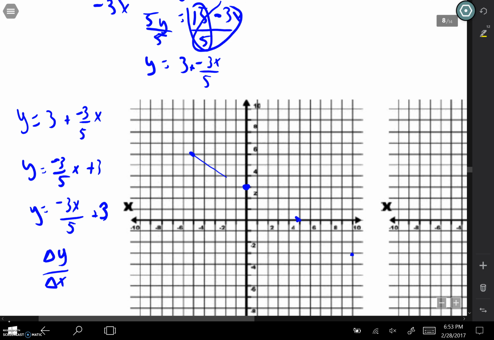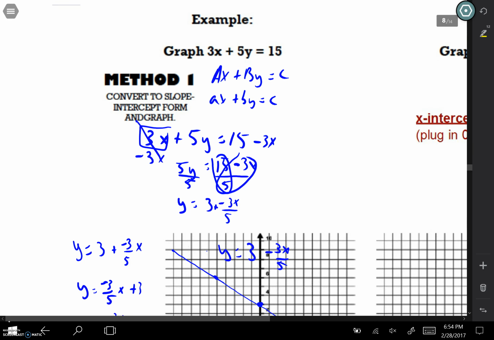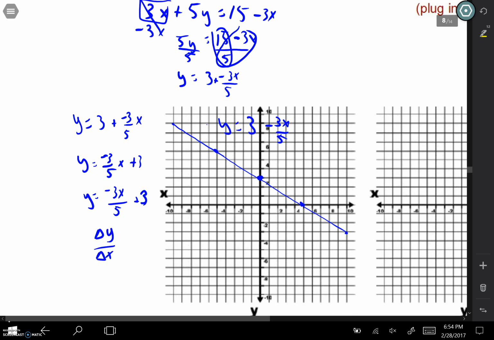You can connect it if you want. Okay, you can keep going. Up 1, 2, 3 to the left 5, 1, 2, 3, 4, 5. And there is the form of y is equal to 3 minus 3x over 5, which is the same as saying 3x plus 5y is equal to 15.